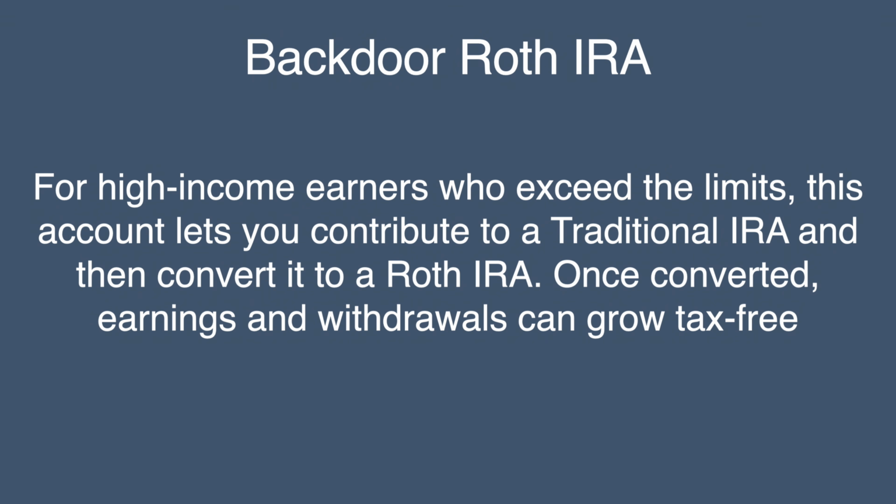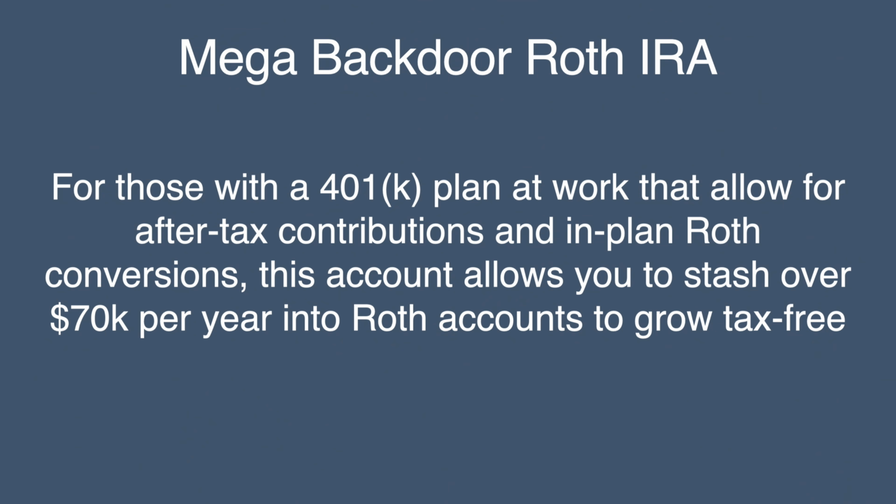For high-income earners who exceed the limits, this lets you contribute to a traditional IRA and then convert it to a Roth IRA. That allows you to realize all that same tax-free growth we mentioned earlier. The next advanced strategy is the Mega Backdoor Roth IRA. For those with a 401k plan at work that allow for after-tax contributions and in-plan Roth conversions, this allows you to stash over $70,000 per year into Roth accounts to again get all that tax-free growth.